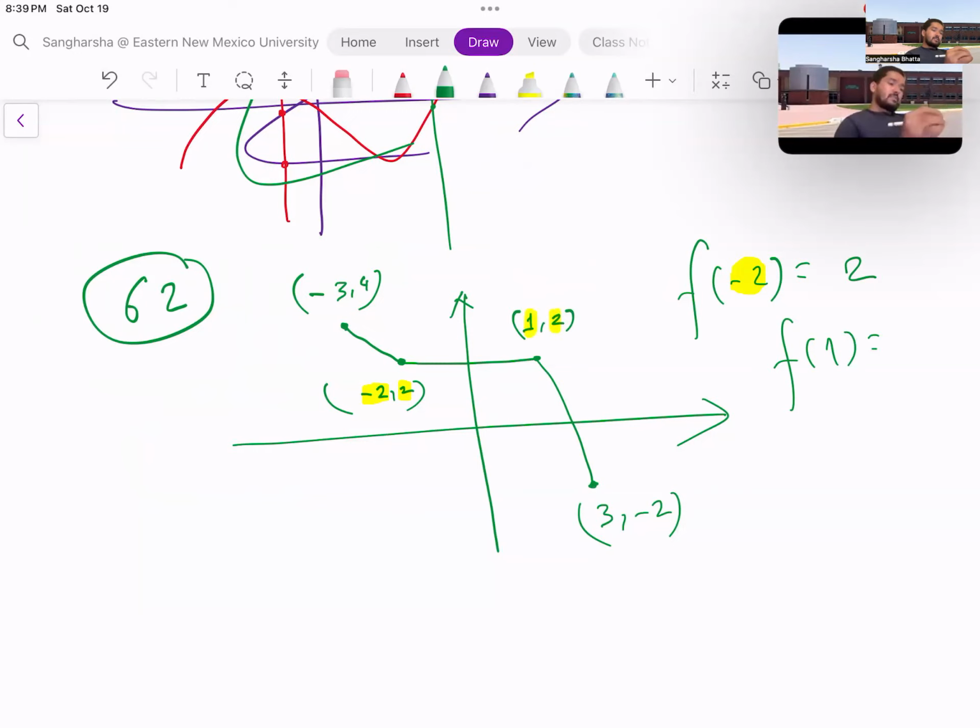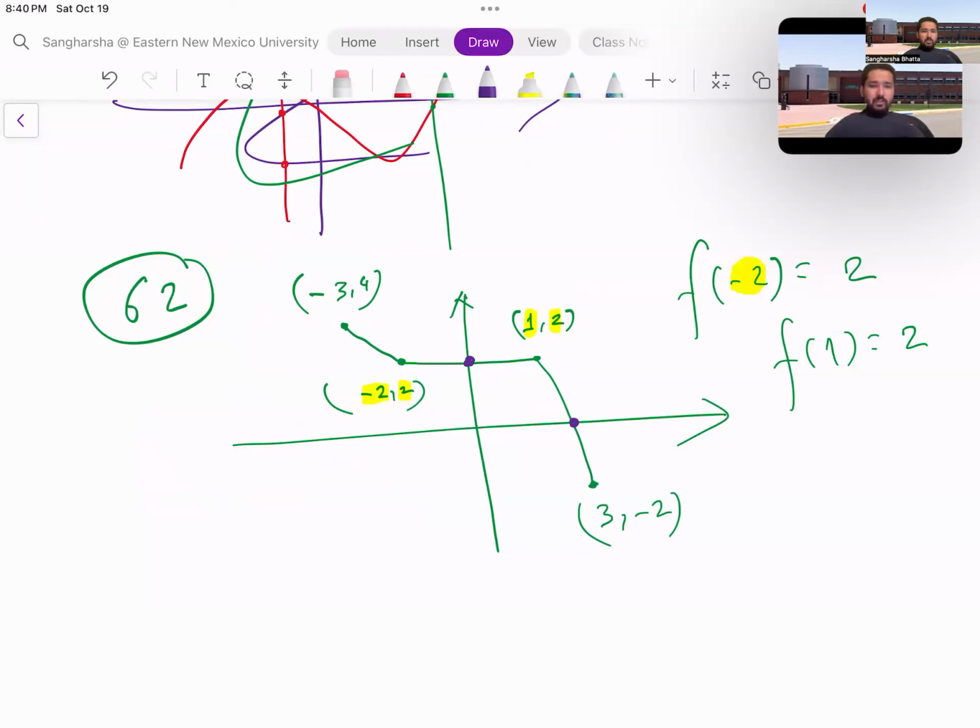2 is the answer. Similarly, you are asked to find the x-intercept and y-intercept. The x-intercept is the point where the graph crosses the x-axis. This is the x-intercept. And the y-intercept is the point where the graph crosses the y-axis. And this is the y-intercept. So this is what you have for number 62. Now the next you have 63, 64.